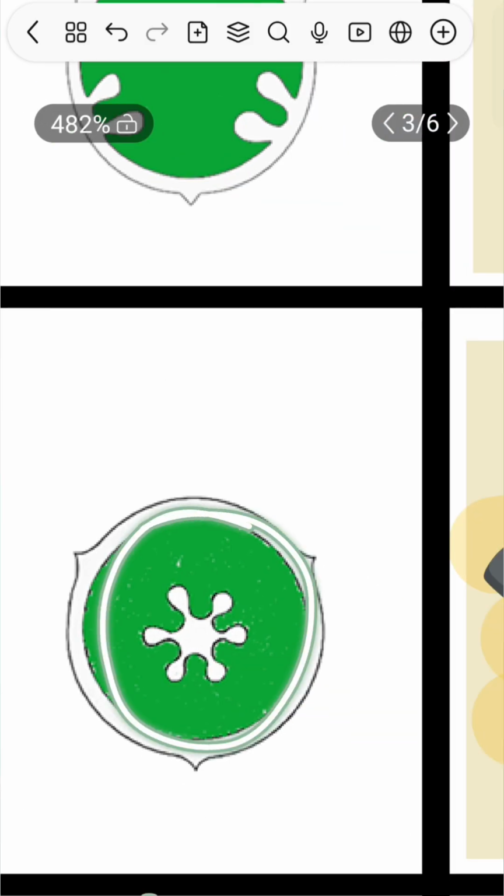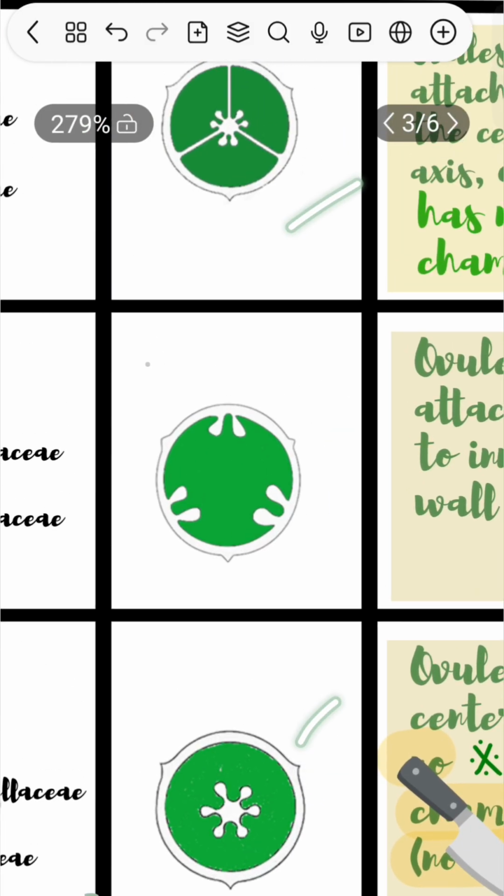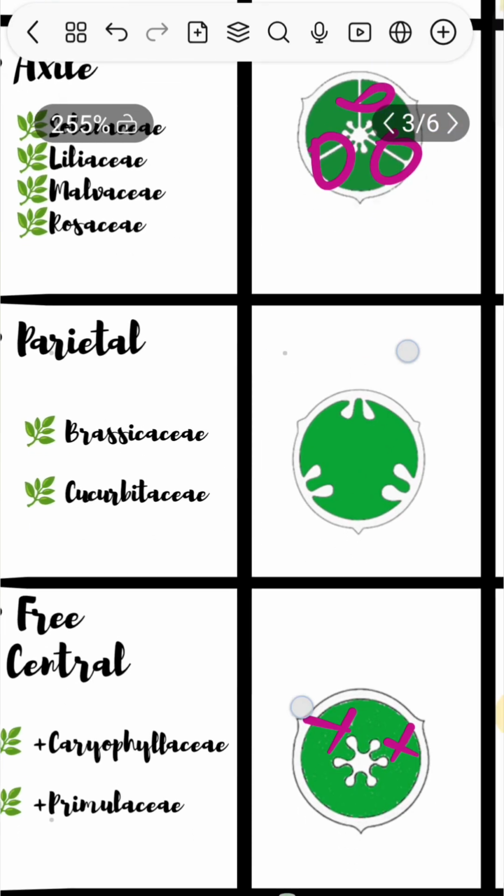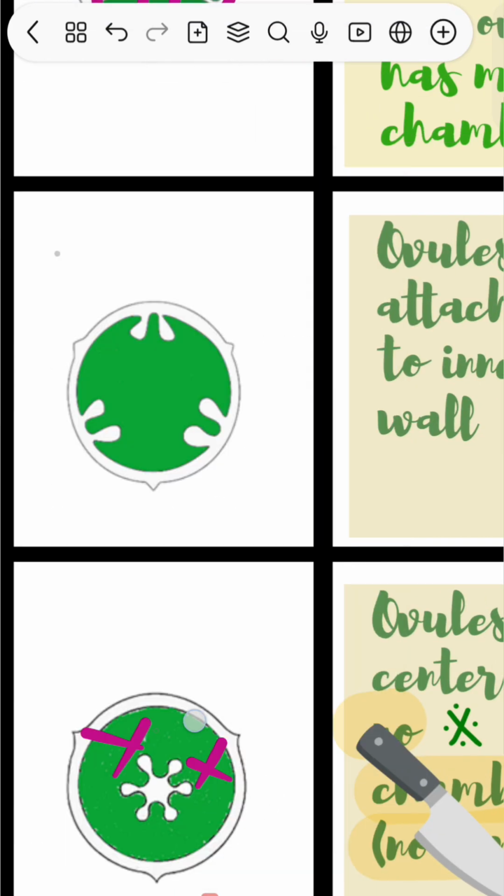In free central, you can see people get confused. Seeing this, what difference can you find? Here you can clearly see the partition. Here there is no partition. That is the difference. That's the difference between axial and free central. Axial, free central. That is the difference.